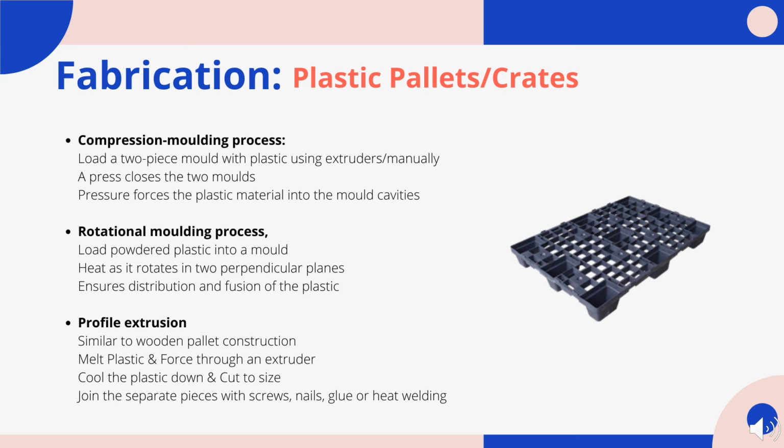And the last one we are going to talk about is profile extrusion, which is similar to wooden pallet construction. We first have to melt the plastic and force it through the extruder. We wait until the plastic cools down and cut it to the size we need. And all the separate pieces are joined together using screws, nails, glue, or heat welding.